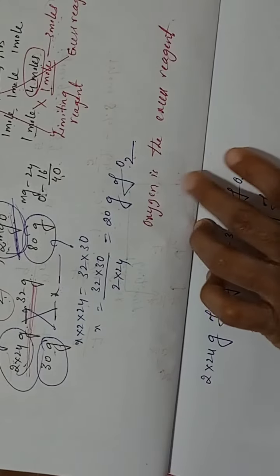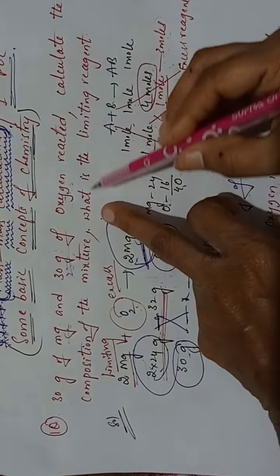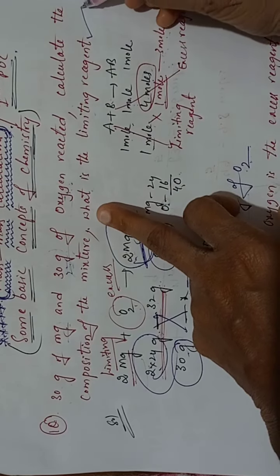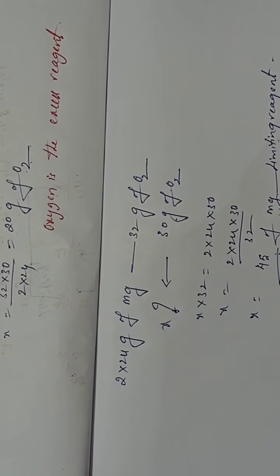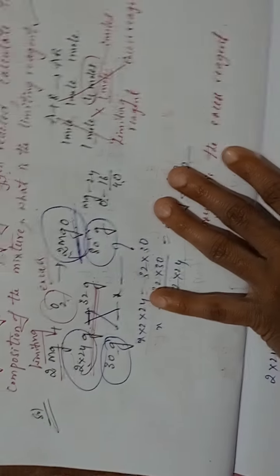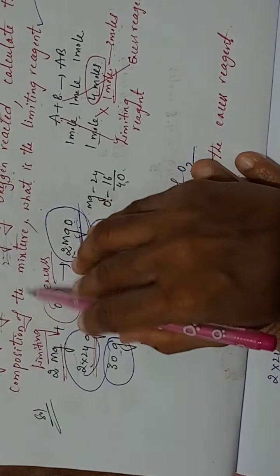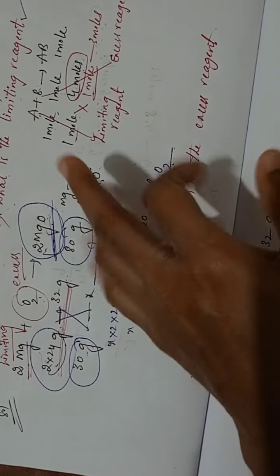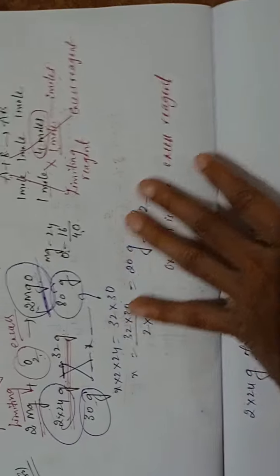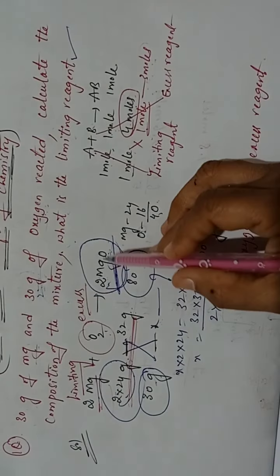How much excess, students, here? Here I calculated two questions. What is the limiting reagent? Completed. Which is the limiting reagent, students? Magnesium is the limiting reagent. And next, it is asking to calculate the composition of the mixture. So in the composition of the mixture, what will be there, students? Finally, in this product, what will be there?